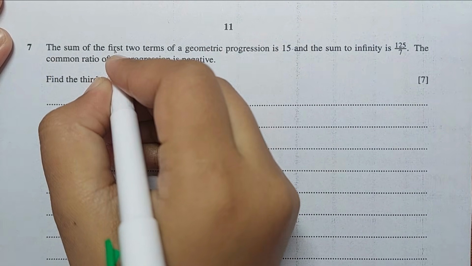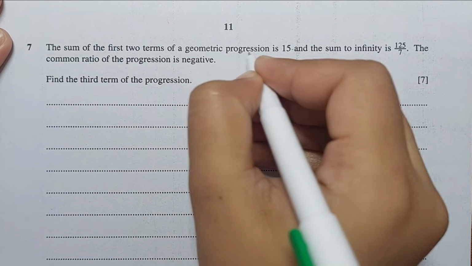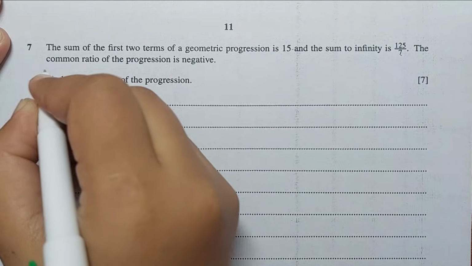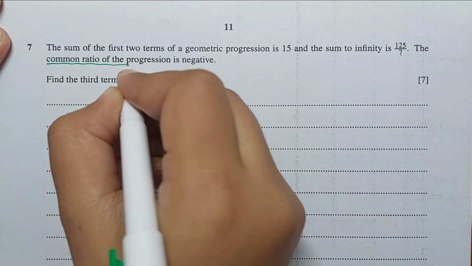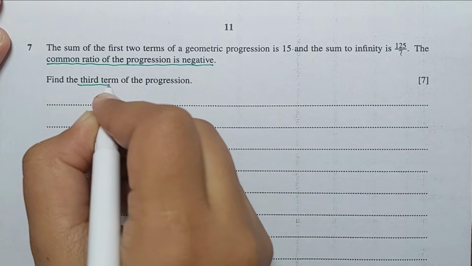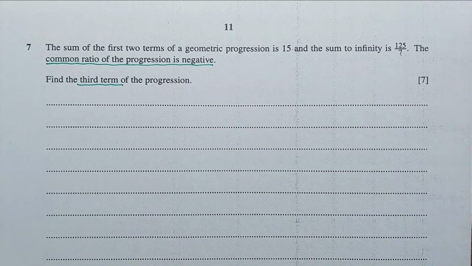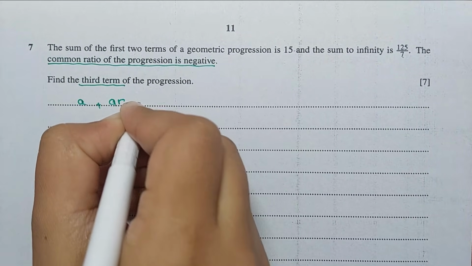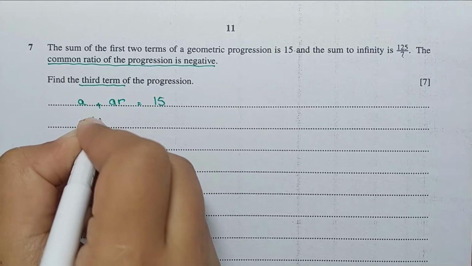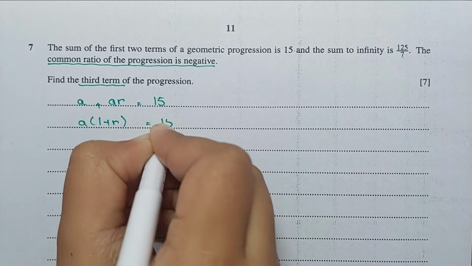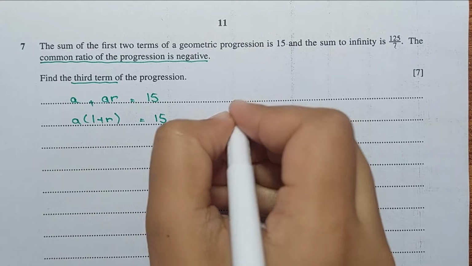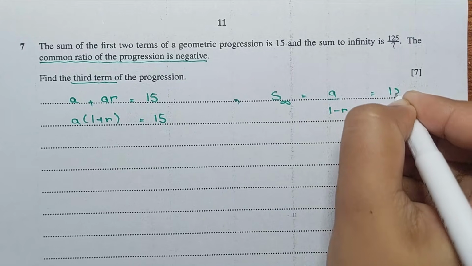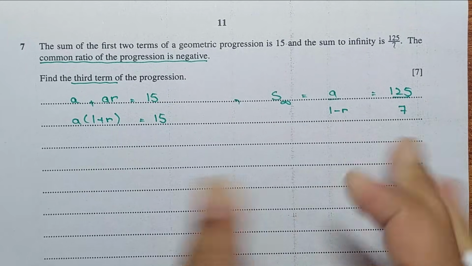Question number 7. The sum of the first two terms of a geometric progression is 15 and the sum to infinity is 125 over 7. The common ratio of the progression is negative. Find the third term of the progression. Sum of first two terms: the first term is a, the second term is ar, and its sum is 15. So let me take a common, a into 1 plus r is 15, and we are given S infinity. So S infinity is a over 1 minus r, which equals 125 over 7. So these two pieces of information are given.